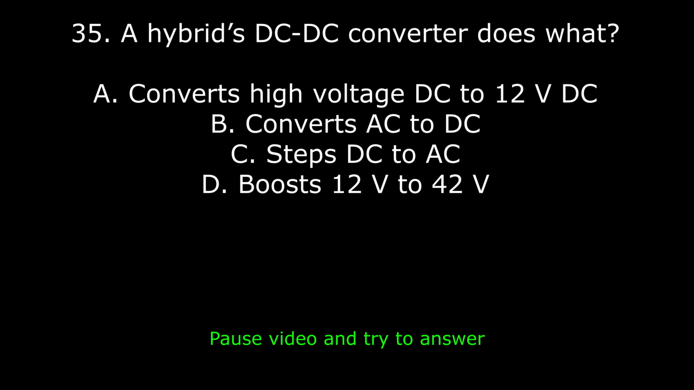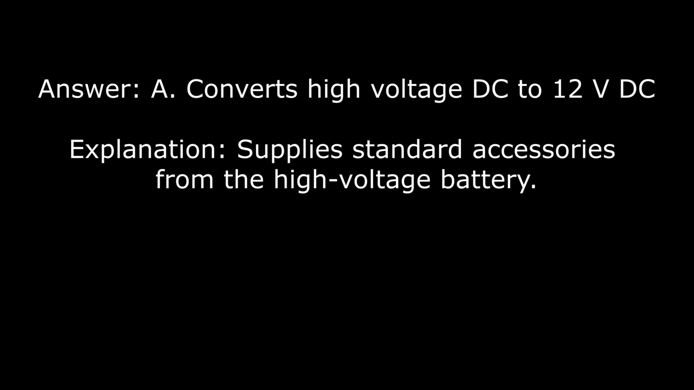35. A hybrid's DC to DC converter does what? A. Converts high-voltage DC to 12 volts DC. B. Converts AC to DC. C. Steps DC to AC. D. Boosts 12 volts to 42 volts. Answer is A. Converts high-voltage DC to 12 volts DC. Explanation: supplies standard accessories from the high-voltage battery.